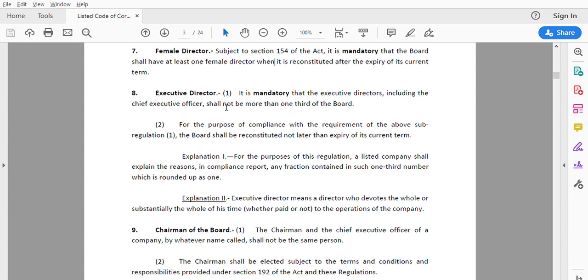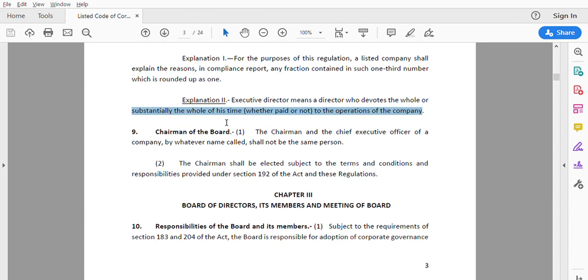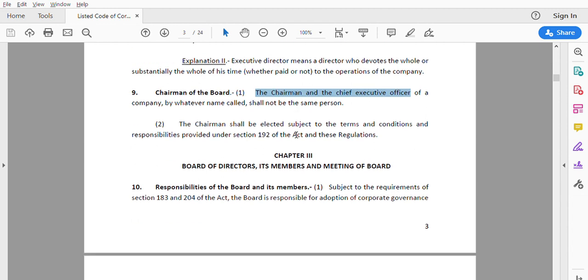Executive directors should not be more than 1/3. Who is the executive director? The executive director is a person who devotes whole or substantially whole of his time to the operations of the company. So it's usually the CEO, and if there is any other person, then these people cannot be more than 1/3 of the board. Then we have the chairman of the board. This is the most basic essence of corporate governance, that the CEO and chairman need to be two different persons, and cannot be the same person.